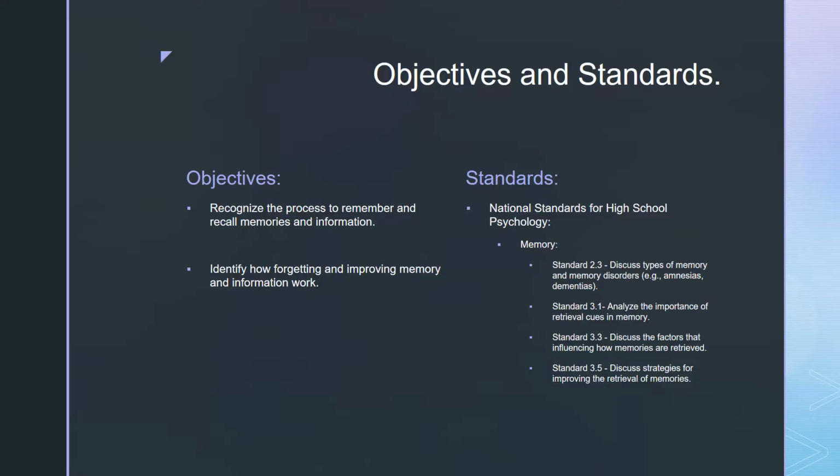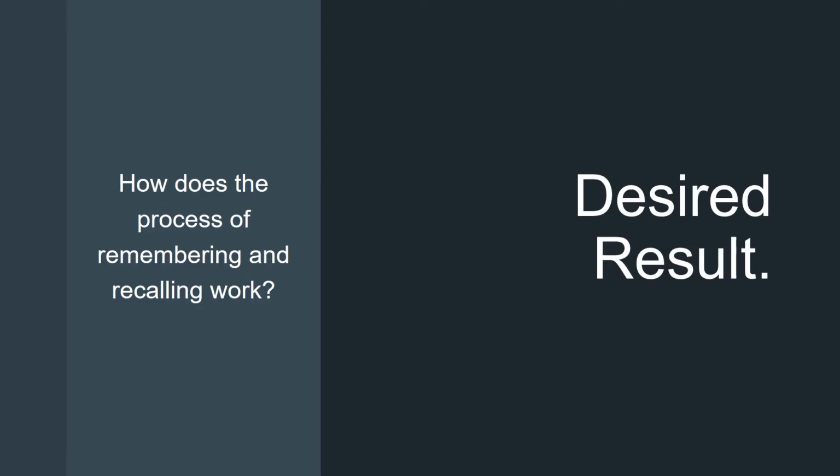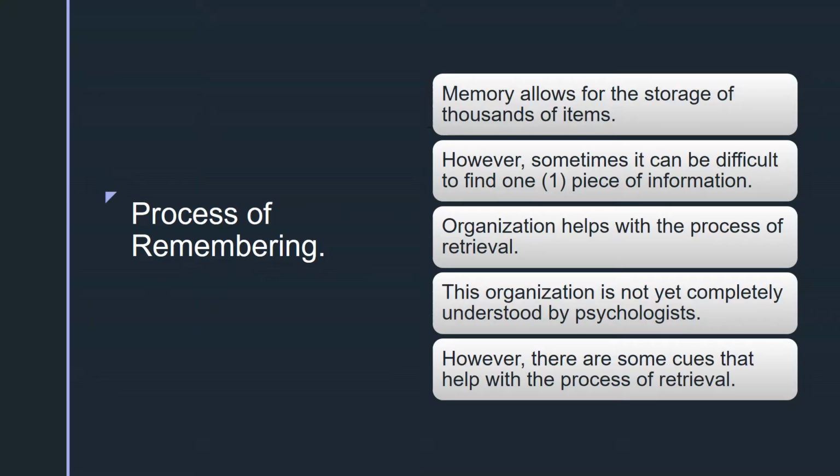So our objectives and standards are to recognize the process to remember and recall memories and information, and to identify how forgetting and improving memory and information work. Take a moment there to look at the standards, please. And our desired result for today: how does the process of remembering and recalling work?